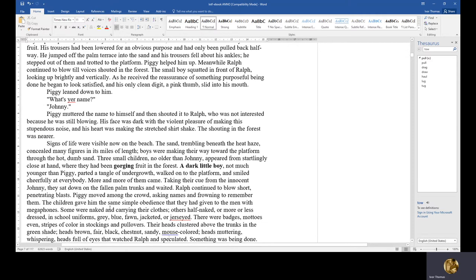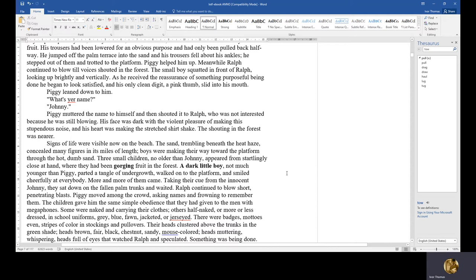Signs of life were visible now on the beach. The sand, trembling beneath the heat haze, concealed many figures in its miles of length. Boys were making their way toward the platform through the hot, dumb sand. Three small children, no older than Johnny, appeared from startlingly close at hand, where they'd been gorging fruit in the forest. A dark little boy, not much younger than Piggy, parted a tangle of undergrowth, walked to the platform, and smiled cheerfully to everybody. More and more of them came.